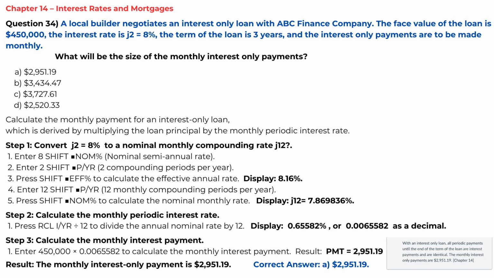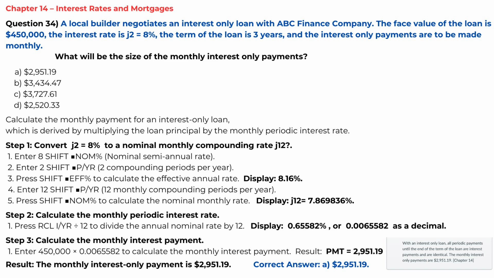Calculate the monthly payment for an interest-only loan, which is derived by multiplying the loan principal by the monthly periodic interest rate. Step 1. Convert J2 equals 8% to a nominal monthly compounding rate J12. Enter 8, Shift NOM, nominal semi-annual rate. Enter 2, Shift PYR, 2 compounding periods per year. Press Shift Effective to calculate the effective annual rate, enter 12, Shift PYR, 12 monthly compounding periods per year. Press Shift NOM. Calculator displays J12 7.869836%.